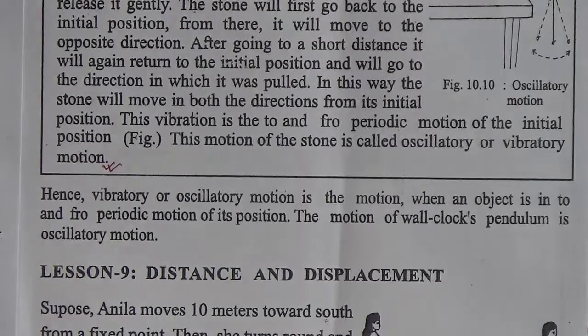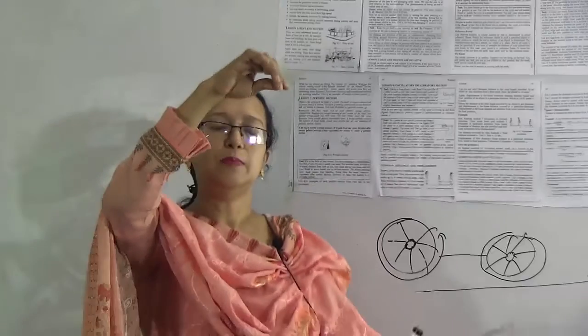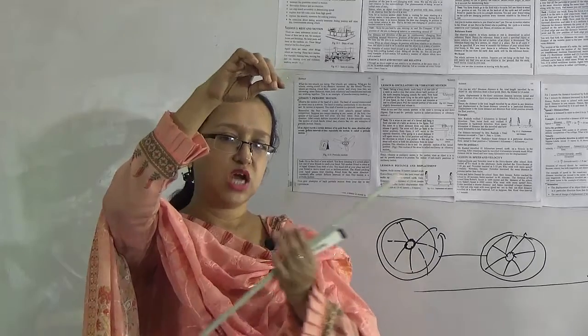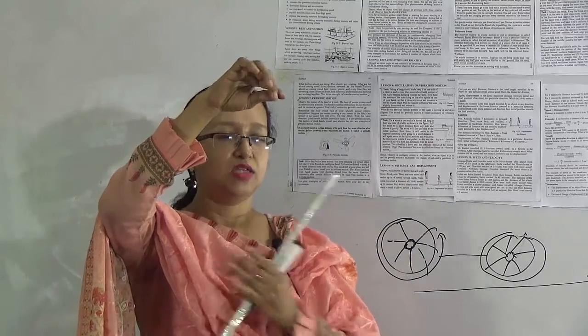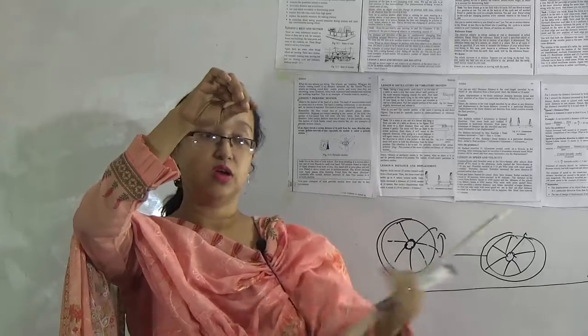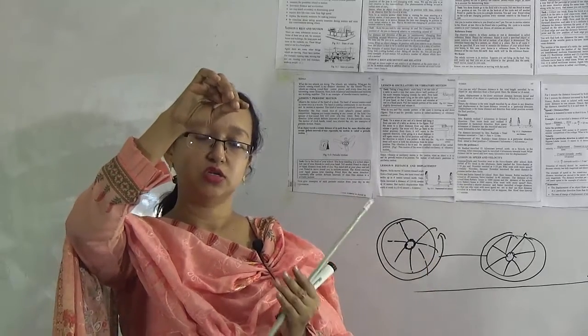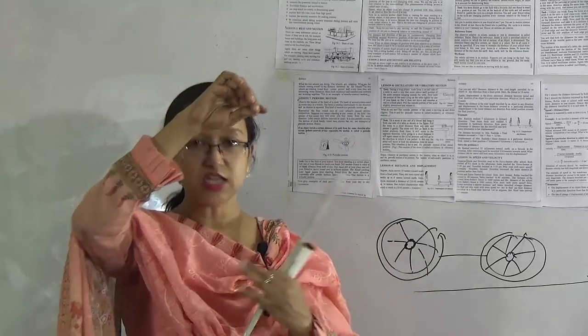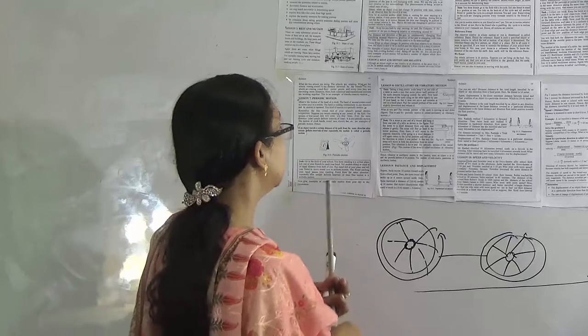You take a ball, tie it with a thread and hang it in the air, and when you pull the ball to your side and release it, at first it goes to the front and then it comes back to its original position, then again it goes back. It is called oscillatory or vibratory motion.